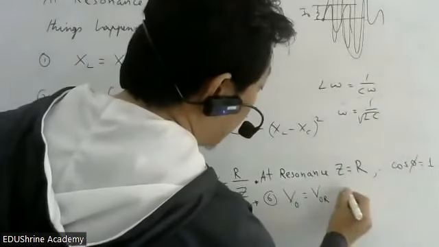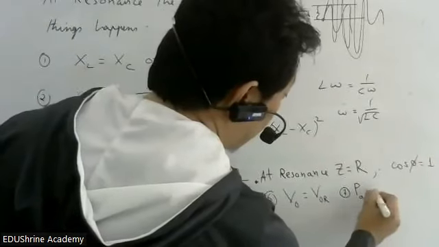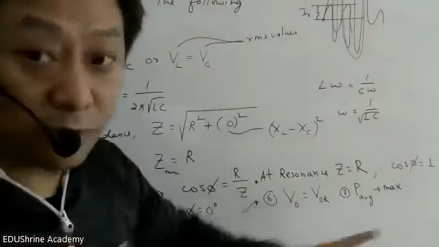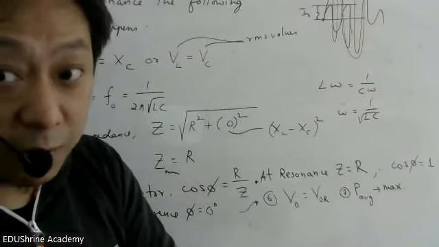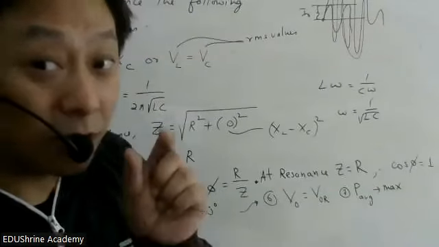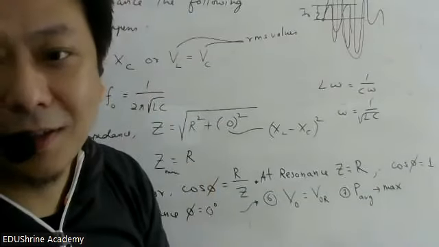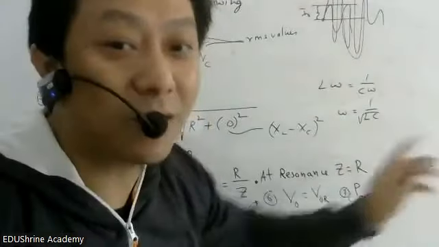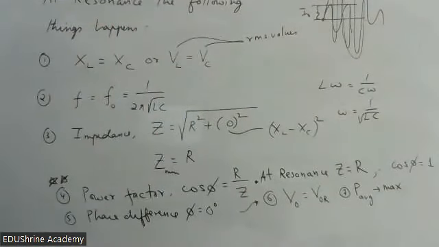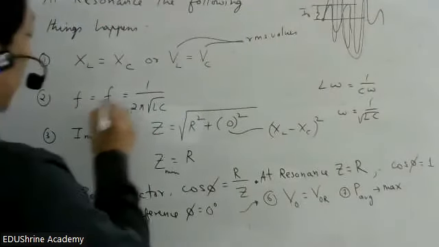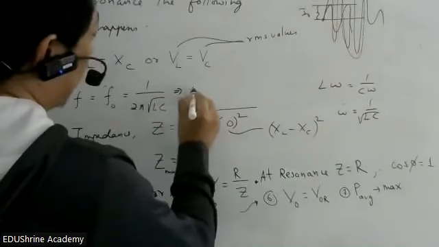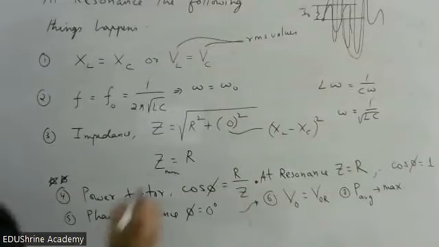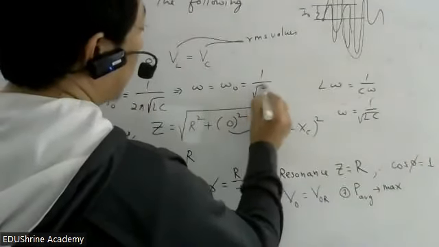One more small thing is that average power will be maximum. Why will average power be maximum? Because if you see the formula for average power, IRMS, VRMS, cos phi. And the maximum value of cos is 1. So when cos phi is 1, average power will be maximum. And when will cos phi be 1? At resonance. By the way, if the frequency becomes equal to the natural frequency, the angular frequency becomes equal to the natural angular frequency, which is equal to 1 by root LC.